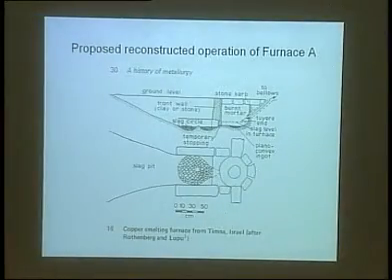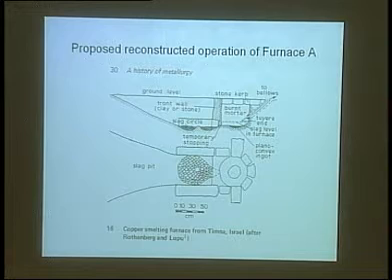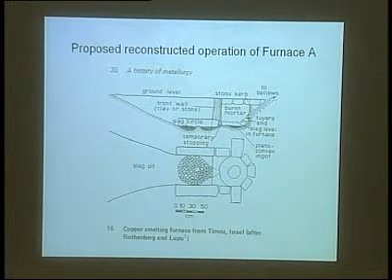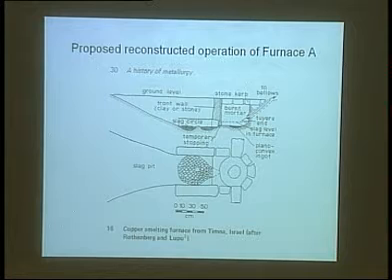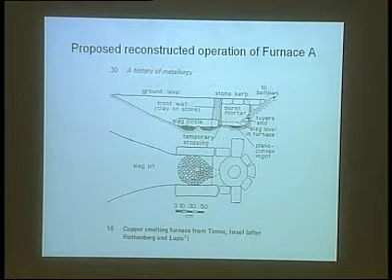Here's a schematic for how Tylecote proposed the furnaces worked. The way a furnace like this would proceed would be that the copper ore and the iron ore would be added on the top. Charcoal in the middle here would burn. Air from the bellows would be directed down through the tuyere.